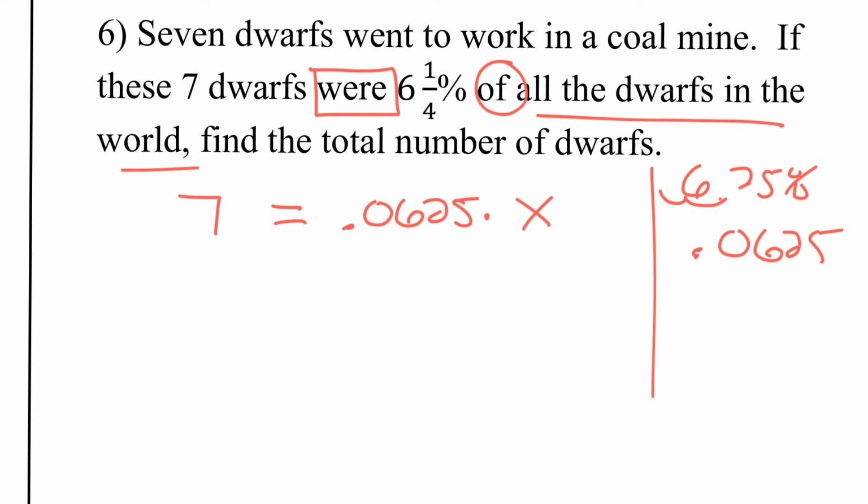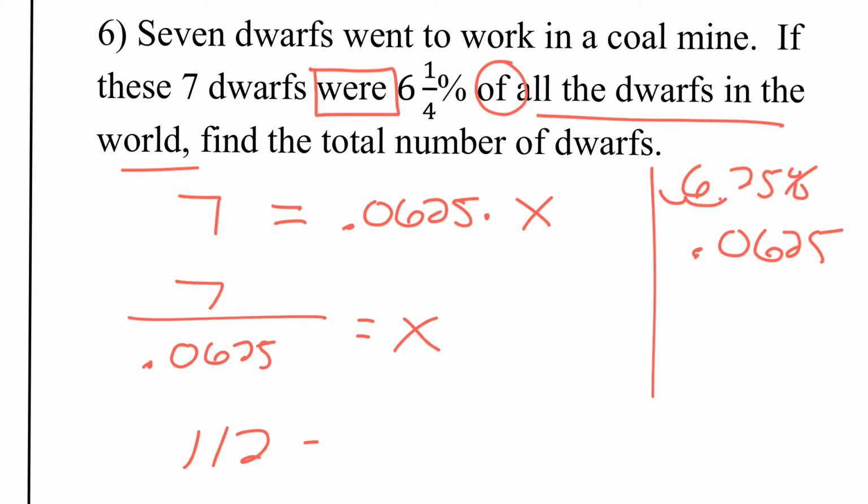Solve this equation. We're going to use the division property of equality, which means we can divide both sides of the equation by the same number. And if you divide 7 by 0.0625, you're going to get 112. The entire population of dwarves in the world is 112.